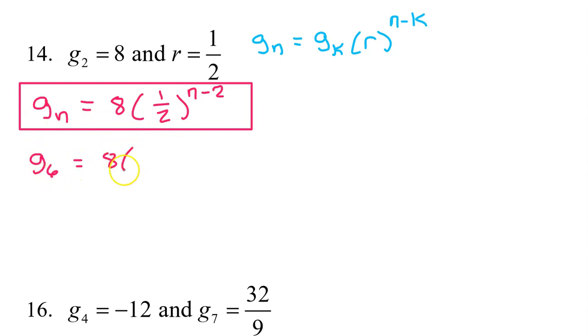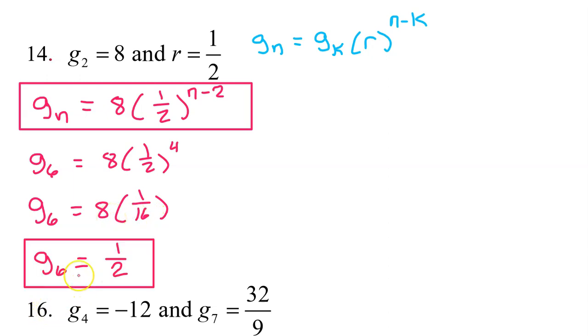So that will be 8 times 1/2 to the 6 minus 2 power. I'm going to go ahead and put 4. 1 to the 4th power is 1. 2 to the 4th power is 16. So we get G6 is equal to 8 times 1 over 16. If you multiply straight across, this is 8 over 16. So this simplifies to 1/2.